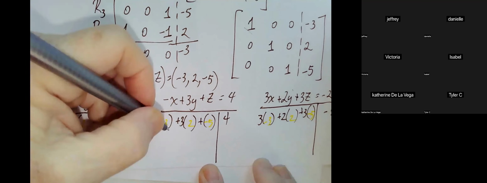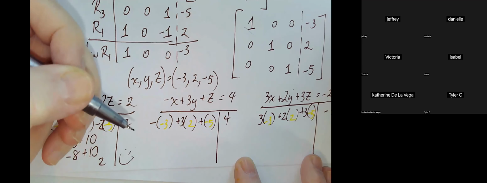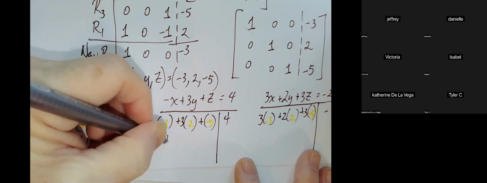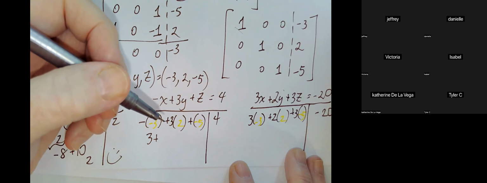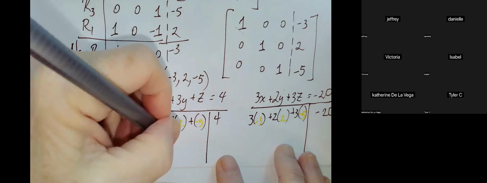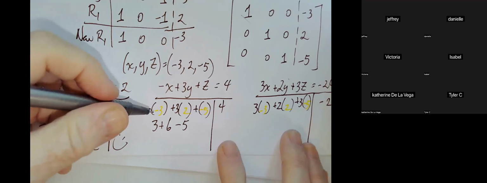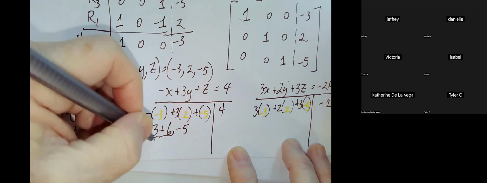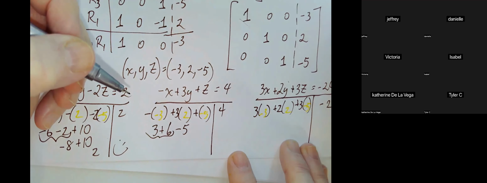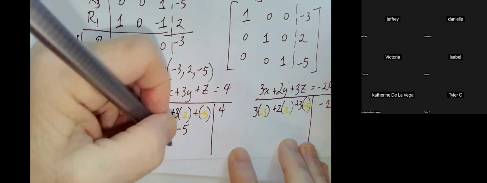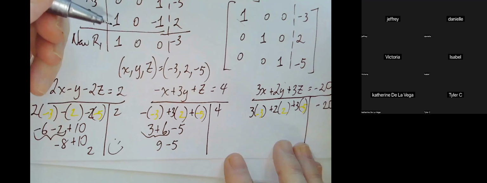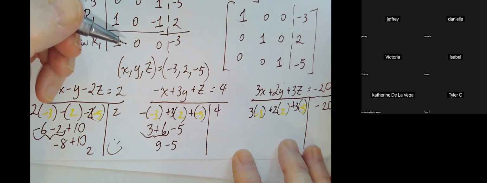And -3 times -3 is 9. 3 times 2 is 6. And adding a negative, subtracting 5 times 4, 20. 9 plus 6 is 15, minus 20 is -5. Hmm, let me recheck the equation: 6 plus 3 and minus 5. Perfect.